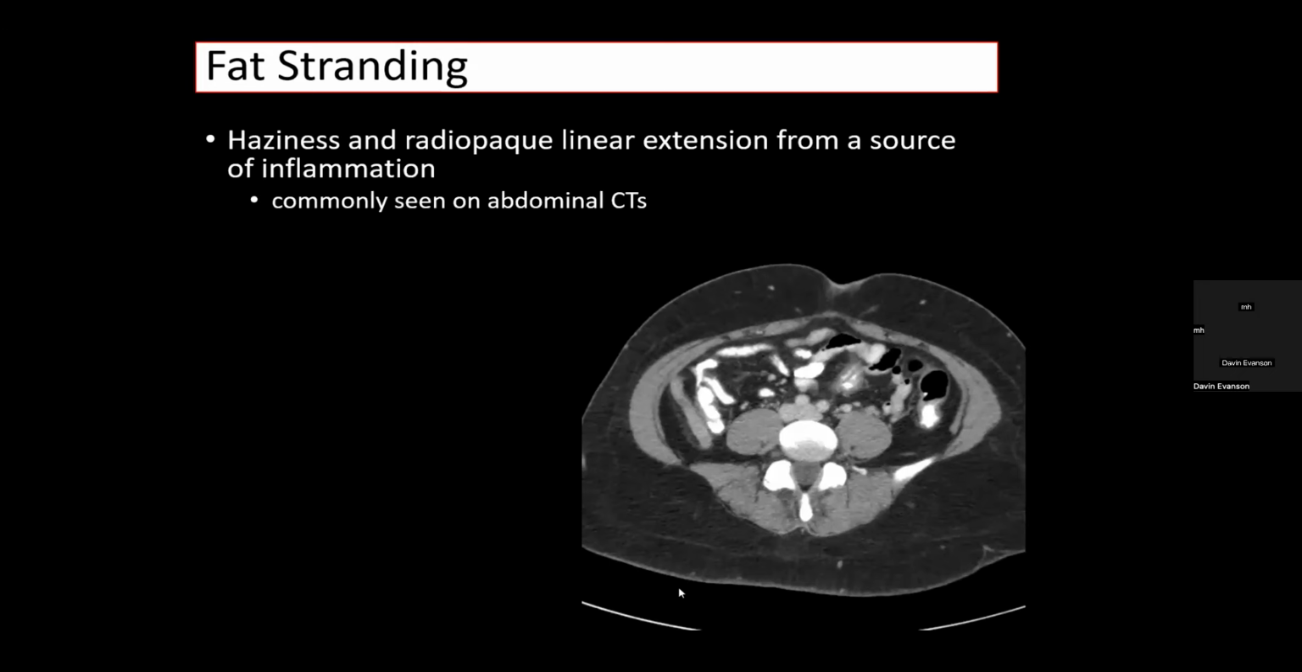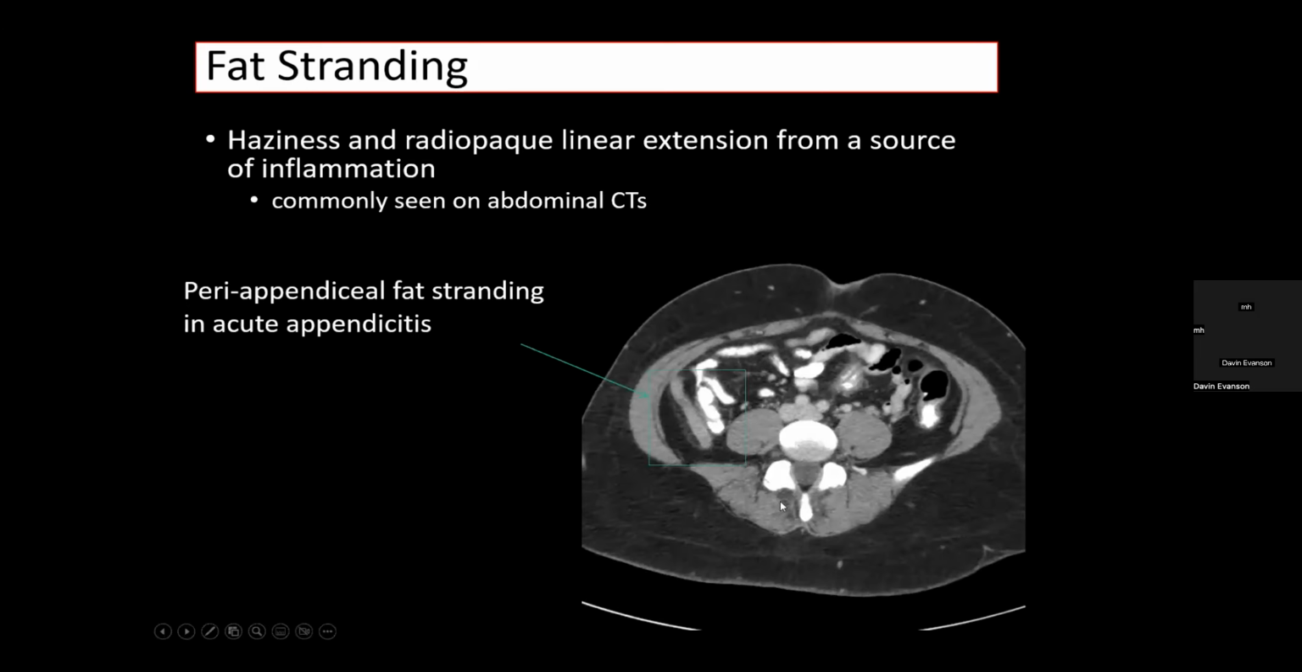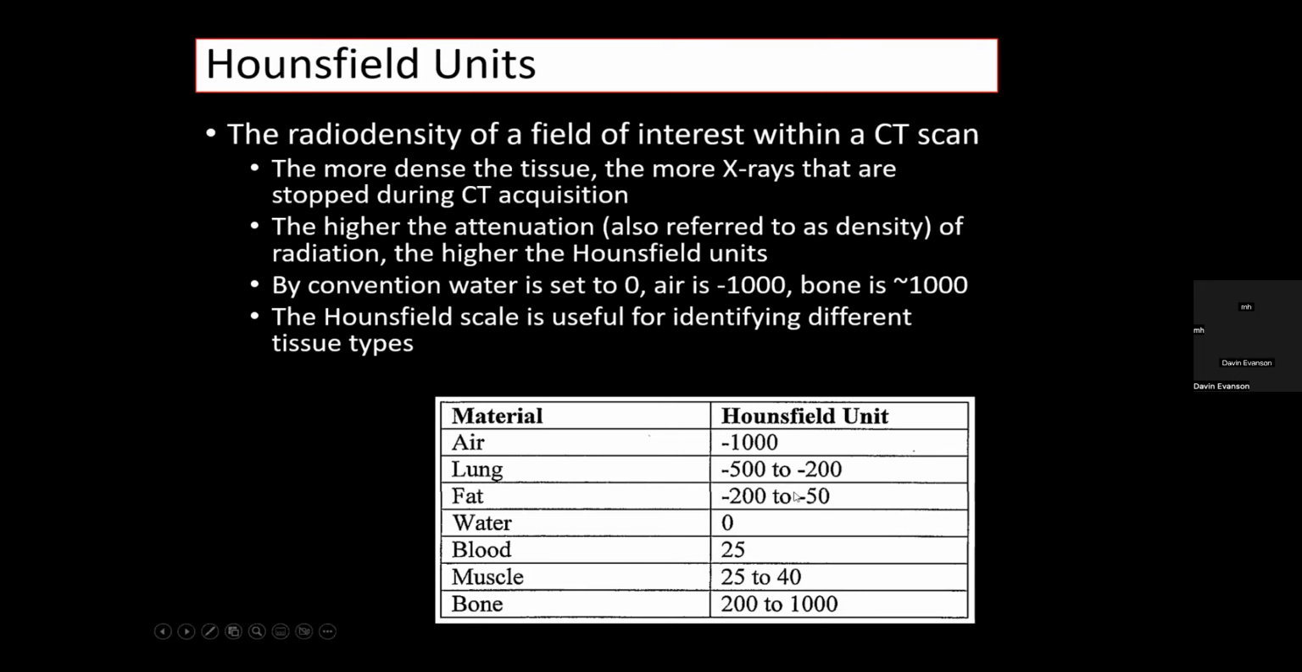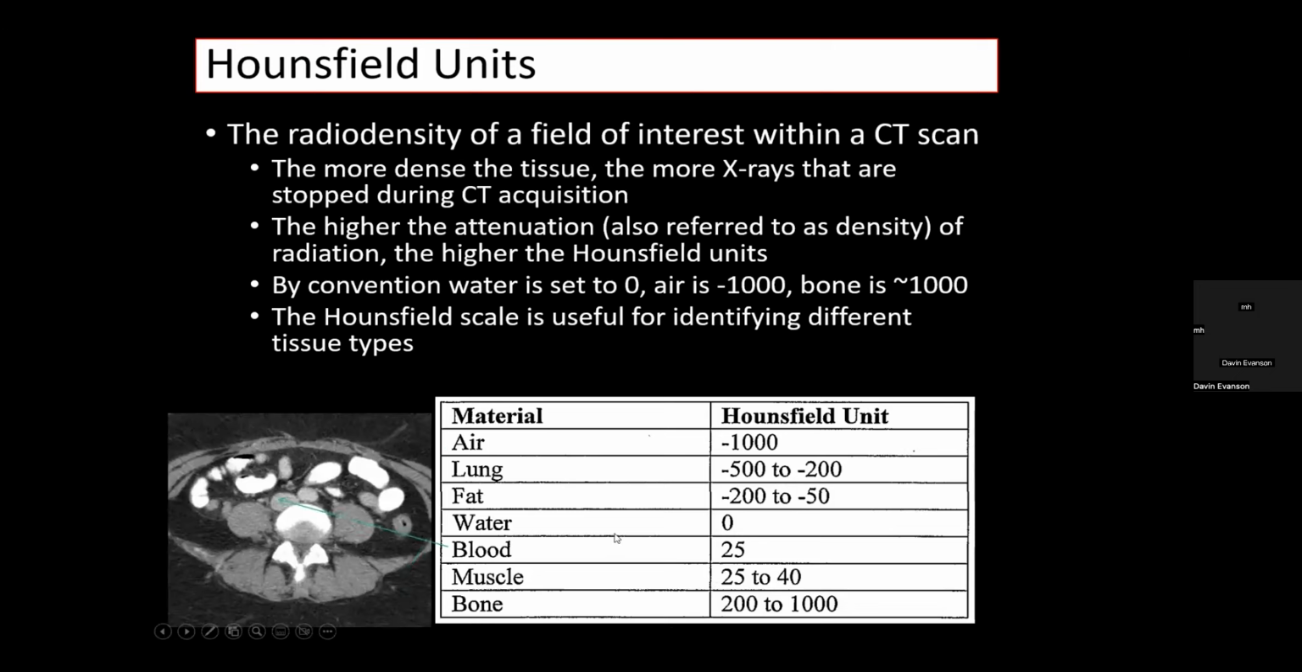Fat stranding, so right lower quadrant pain. There's our appendix, looks a little bit dilated. Zoom up. This is the normal fat here, but this is a little bit gray fat. This is what we call fat stranding. Worrisome for appendicitis. Hounsfield units. I'm not going to spend too much time. Hopefully you've done the intro talk about radiology where we go over this in detail, but realize it's a scale of CT density, -1,000 for air to +1,000 for metal/bone. Water's in the middle at 0.